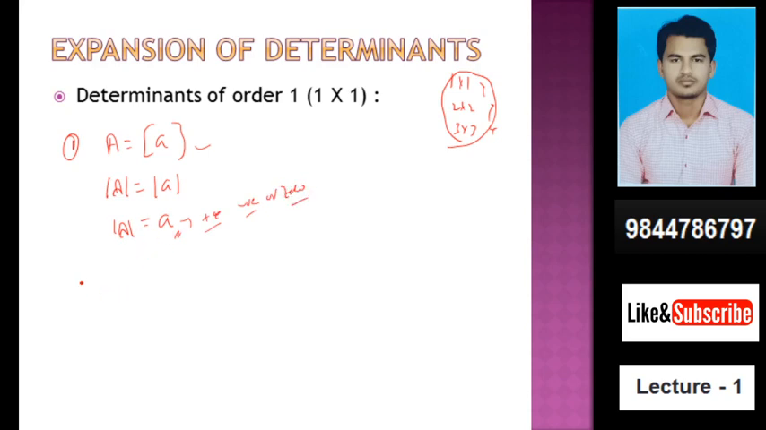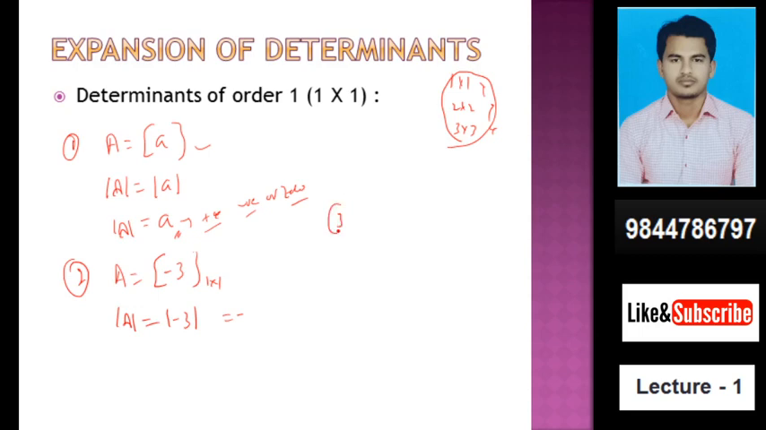Example number 2. If A is equal to the matrix of minus 3. This is 1 cross 1. Be careful. If I write the determinant of minus 3, most students will write the answer is 3. It is wrong. It is not the modulus of minus 3, it is our determinant of minus 3. It means the value is only minus 3.